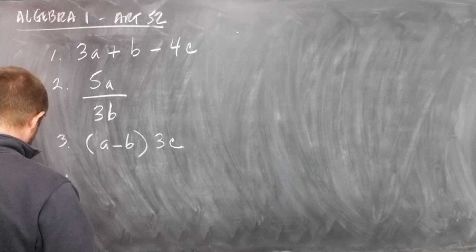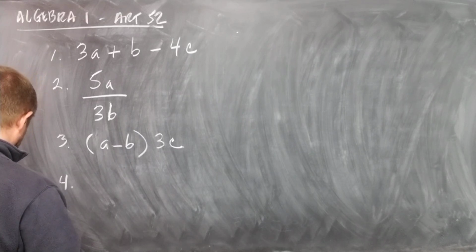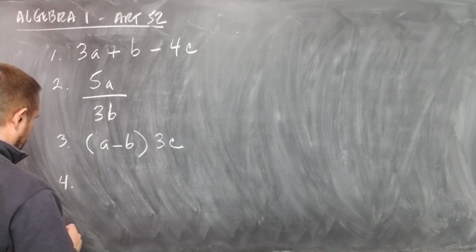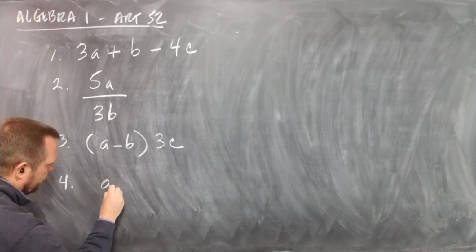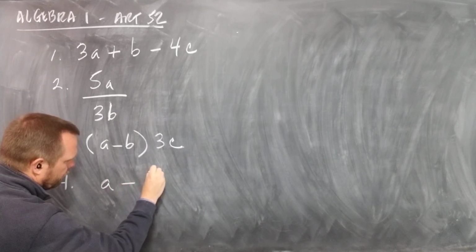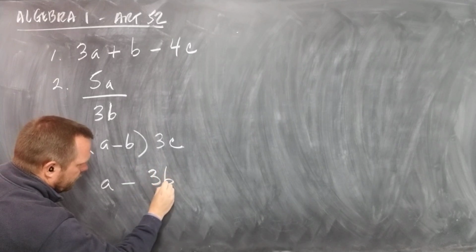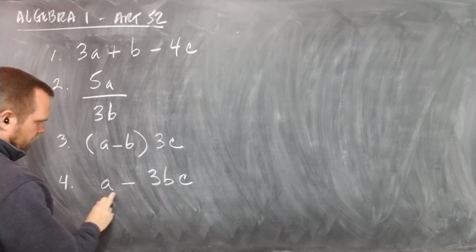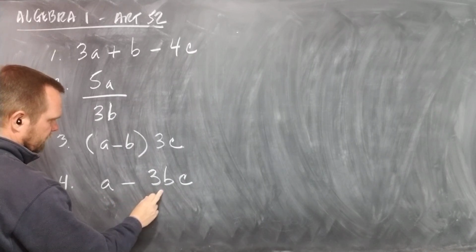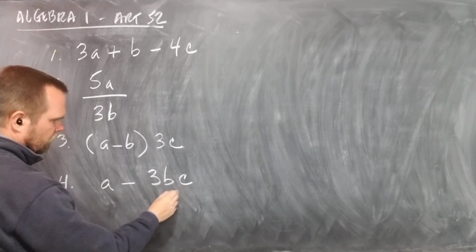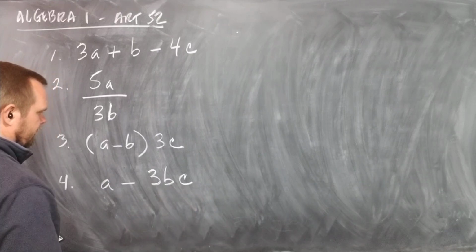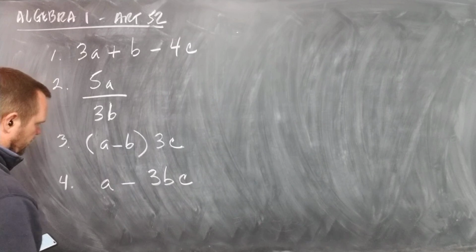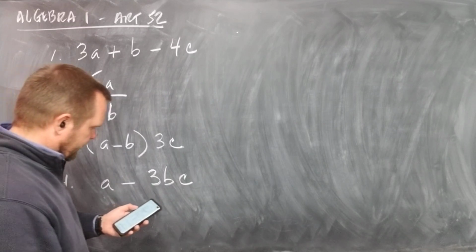Number 4. For number 4, we read A minus 3 times B into C. A minus 3 times B into, or multiplied by C. That's our answer for number 4. Number 5.